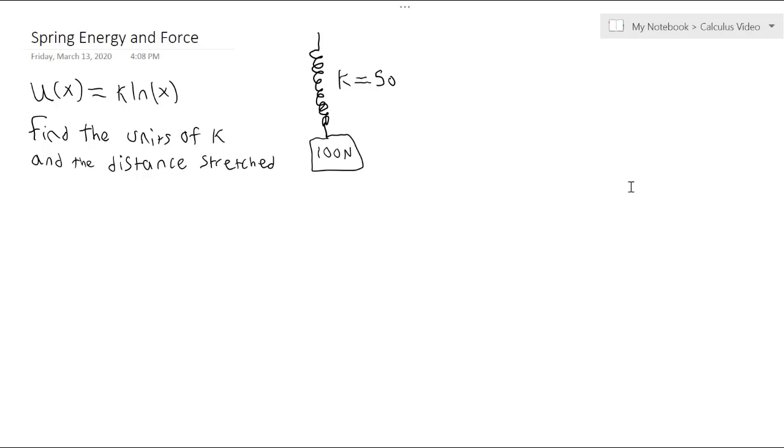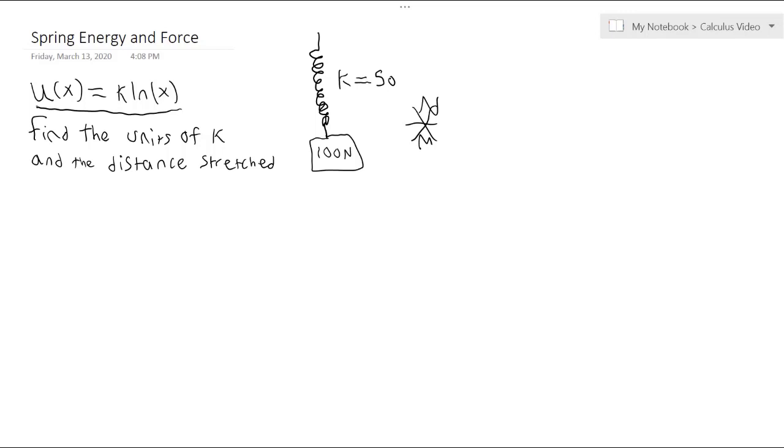So, moving on, we now have a problem to do with springs. So it gives us the energy of the spring, which is equal to k ln x, where k is a constant, and there is a weight on the spring. So we have to find the units of k and the distance stretched. So already we're thinking units of k, I know those, that's newtons per meter. Well, unfortunately this is wrong because that applies to Hooke's law. And in this case, our energy does not obey Hooke's law.